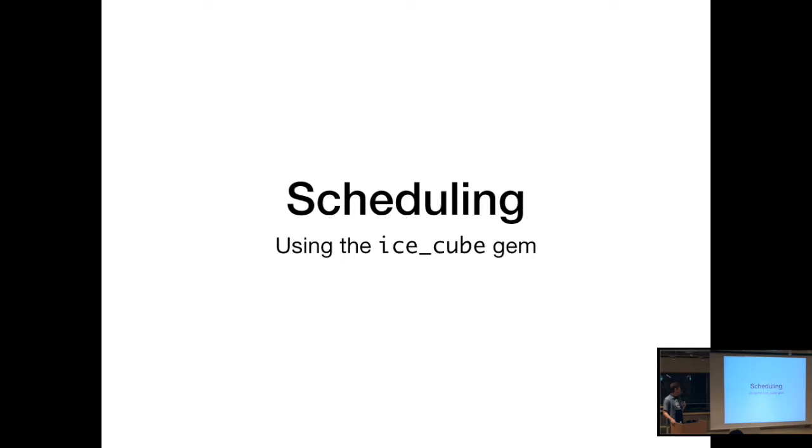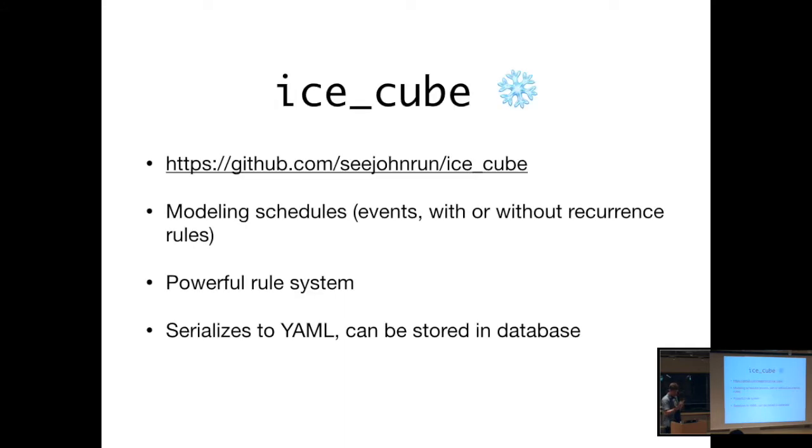Fortunately, there's a gem for that too. It's called IceCube. You've got a link. Its purpose is to model schedules, like calendar events with or without recurrence. Perfect. My rent is a recurring event. It has a pretty powerful rule system, and cherry on the cake, it serializes to YAML, which is good because I can store that in my database.